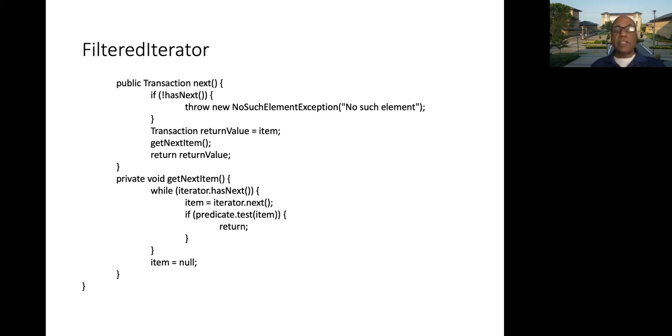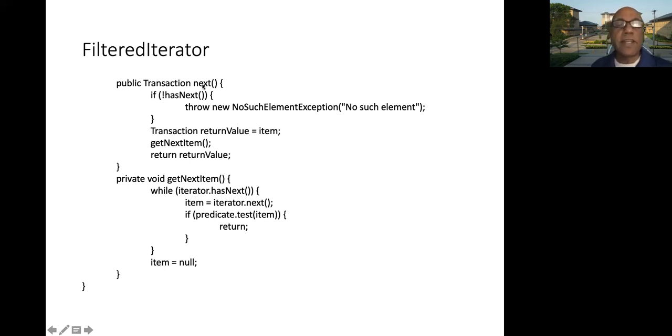And if it satisfies the criteria, we have landed on the correct transaction object and it returns. Otherwise, it looks at the next transaction and so on and so forth until there is no more transaction, in which case the item is set to null.